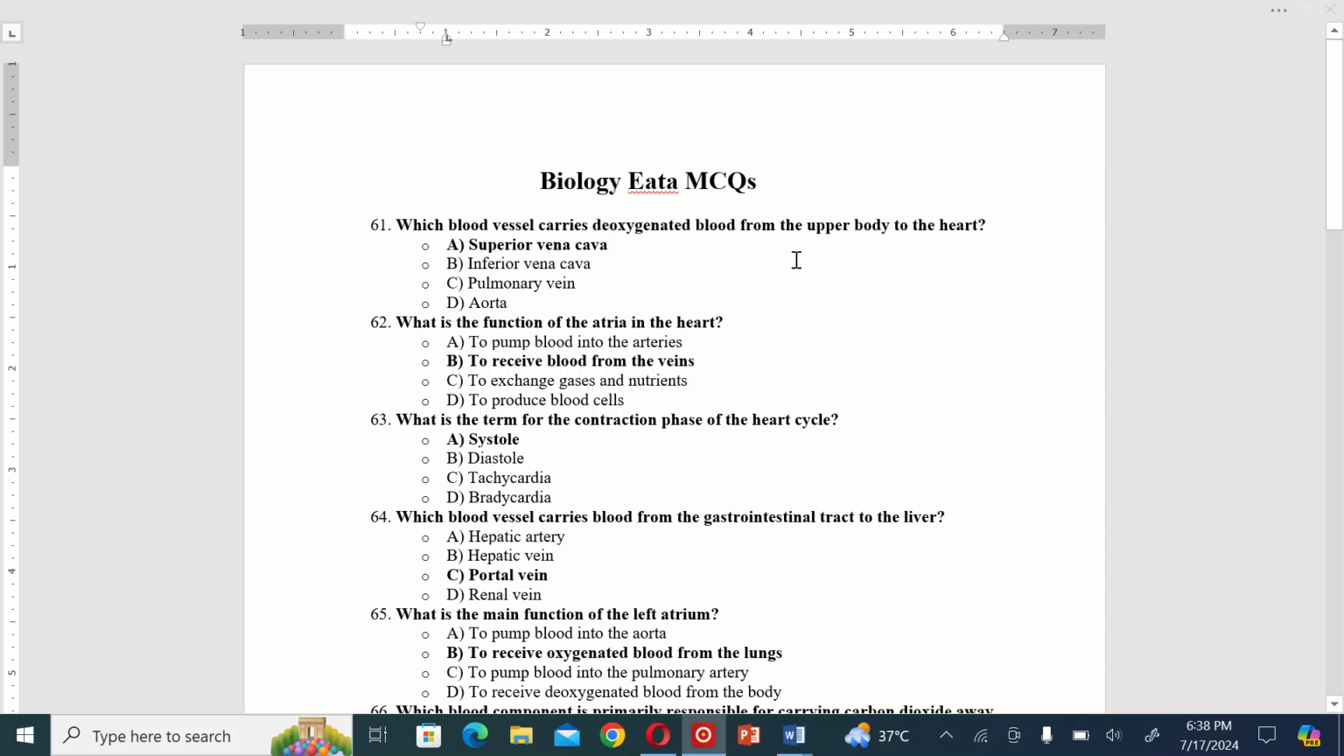Okay, so the first MCQ is: which blood vessels carry deoxygenated blood from the upper body to the heart? A. Superior vena cava. B. Inferior vena cava. C. Pulmonary vein. D. Aorta. So the correct option is A. Superior vena cava.